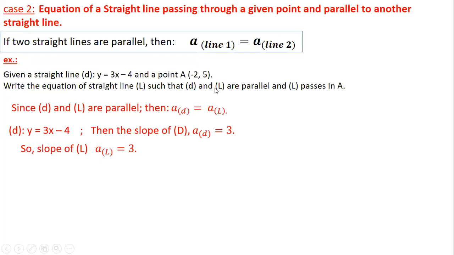Can you tell me where L passes? In which point? In A. So A belongs to L or doesn't belong to L?